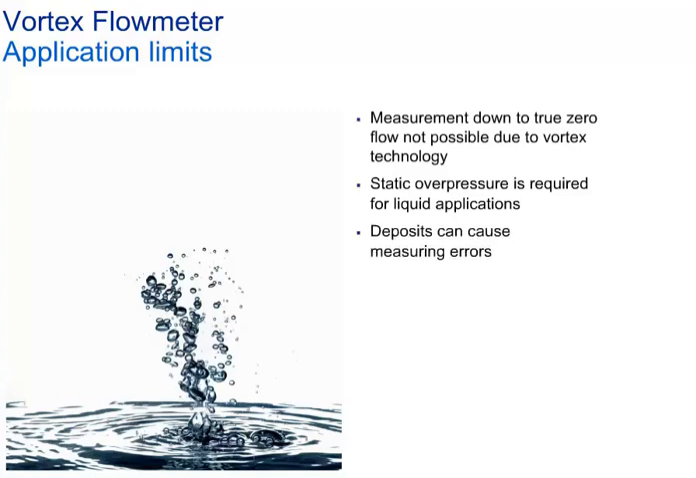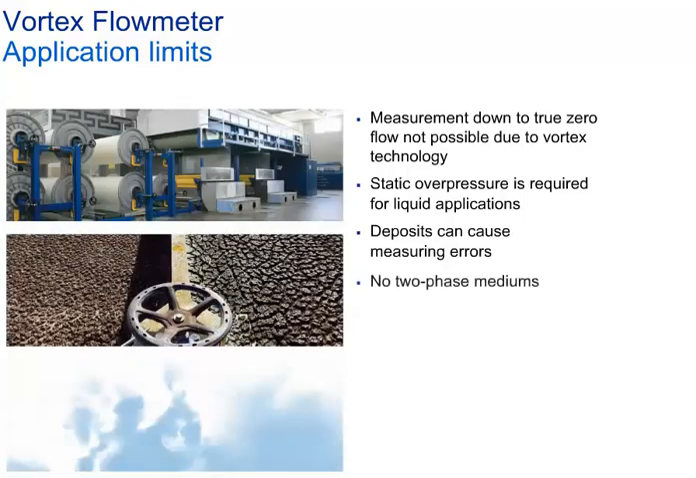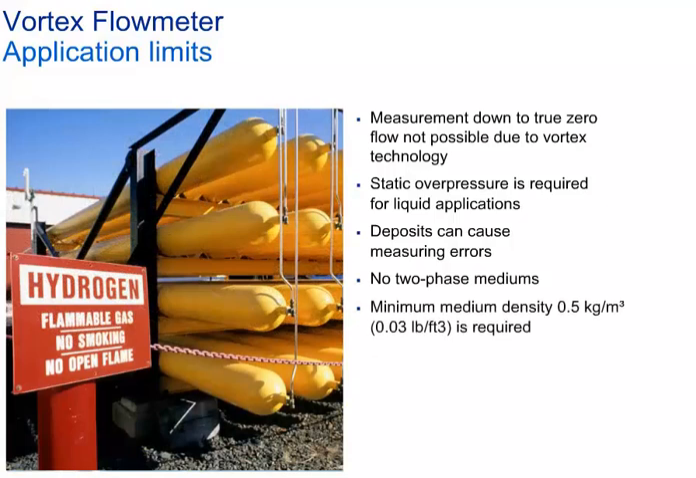Although ABB's design is not sensitive to deposits, they may nevertheless cause measuring errors or failure. Therefore, typically clean fluids which do not tend to build up deposits are preferred. Two-phase media such as paper or sludge and wet steam cannot be measured. Liquids and gases are measured at completely different flow velocities, and thus a gas or liquid mixture will be measured under incorrect conditions.